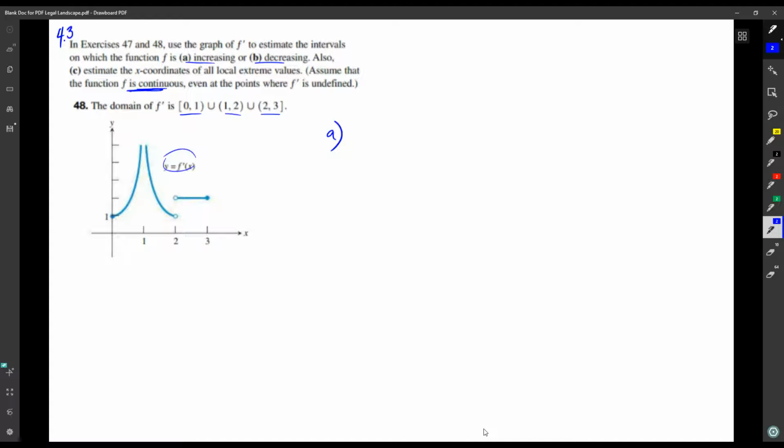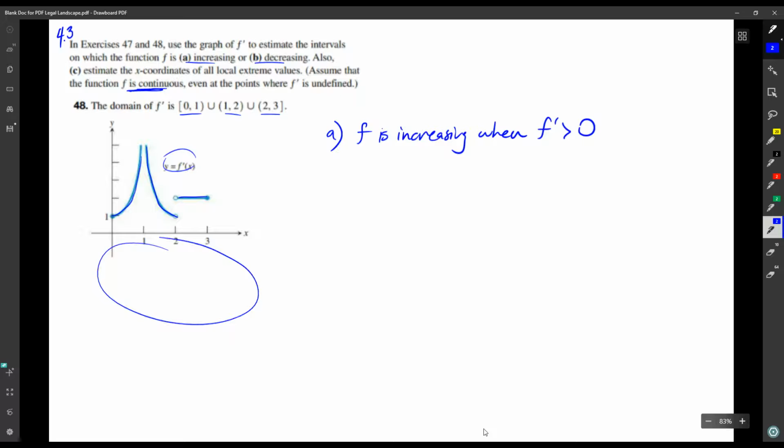about question A. We want to find where f is increasing. We know that f is increasing, I'll write this here, f is increasing when f prime is positive. Well, where's f prime positive? Looks to me like everywhere. f prime is positive all along here, all along this second piece, all along the third piece. In fact, f prime never goes below the x-axis.